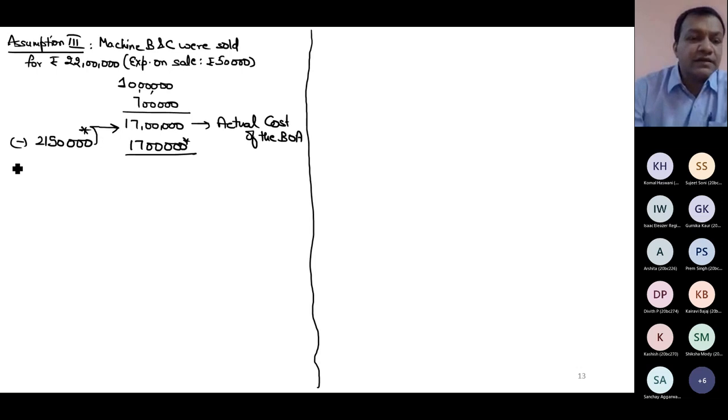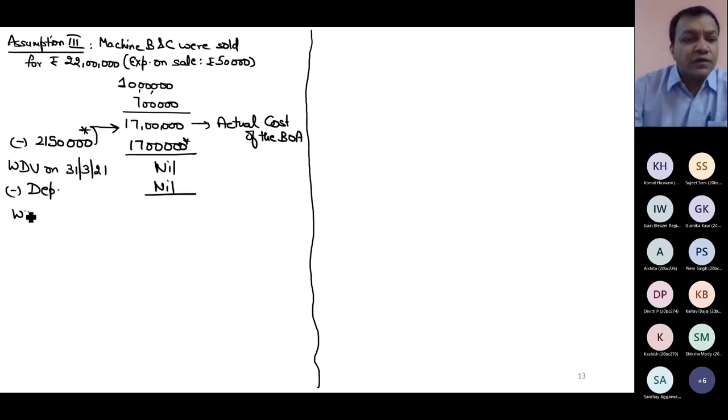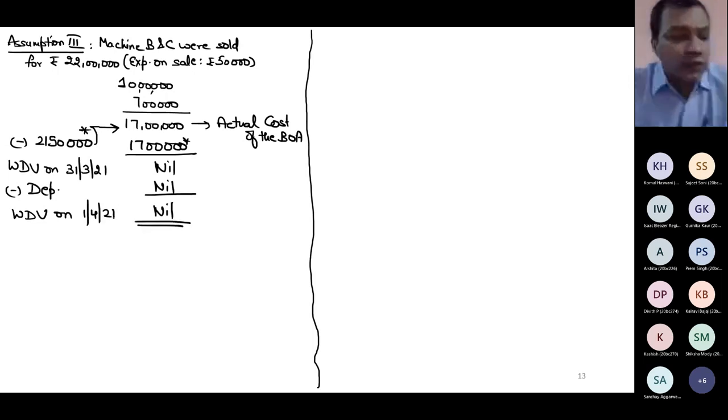So this makes my WDV of the block on 31st March 21 nil. And if this value itself is nil, then you multiply it by any rate, the answer becomes nil. If it is nil, and by default, WDV on 1,4,21 is also nil. Please raise your hand if this point is clear.